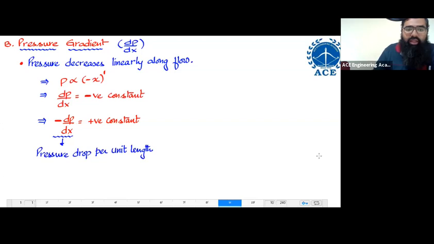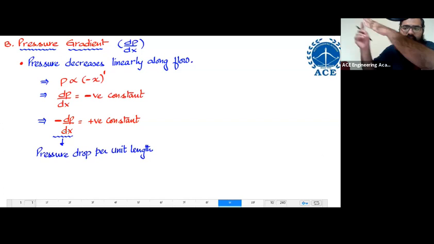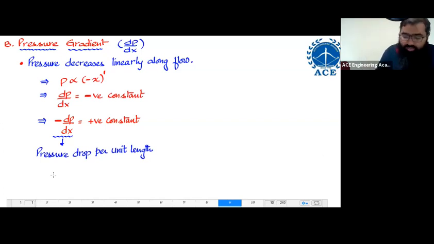Pressure drop per unit length. Now listen to this. Every step is important. I cannot emphasize more. You have to please understand this thing. Since it is a constant, देखिए, if you are having a line, any point is going to have the same slope. That is, the slope is remaining constant. Since it is a constant, wherever I see minus dP by dx, I can replace it by delta P upon L.